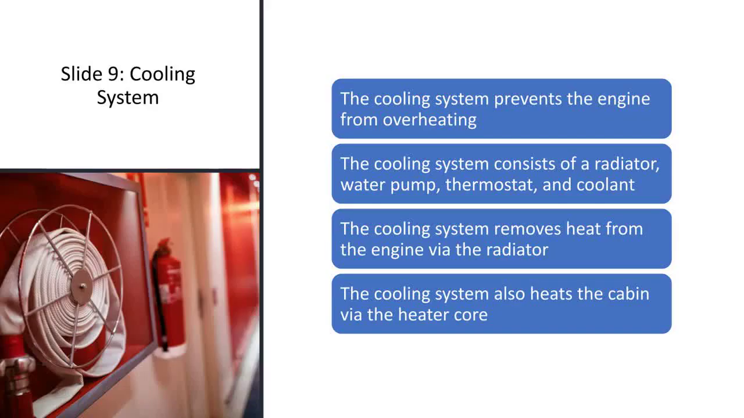The cooling system is a critical component of a car engine that prevents the engine from overheating. The cooling system consists of a radiator, water pump, thermostat, and coolant, all working together to regulate the engine's temperature. The cooling system removes heat from the engine via the radiator, where the coolant is cooled by air passing over the radiator fins. The cooling system also heats the cabin via the heater core, which uses hot coolant to warm the air inside the car.